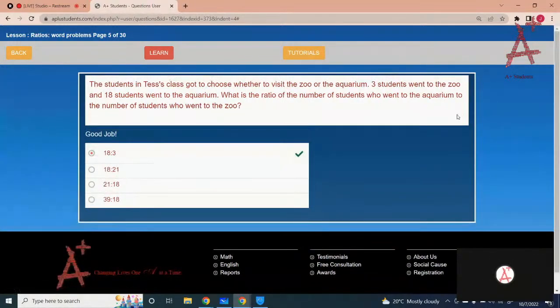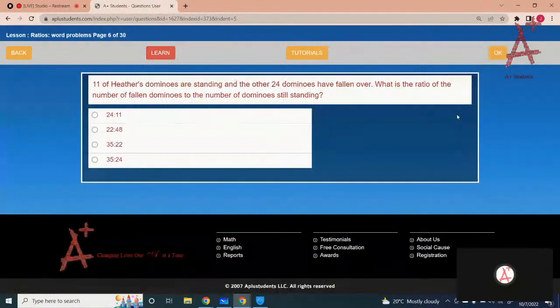Okay, 11 of the dominoes are standing and the other 24 dominoes have fallen over. What is the ratio of the number of fallen dominoes to the number of dominoes still standing? So, what is the ratio of standing? 24 were fallen and 11 of them are still standing.